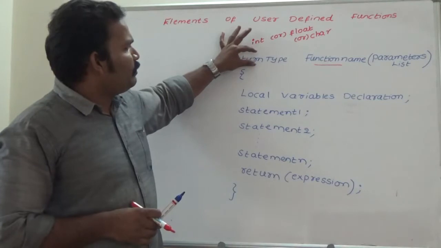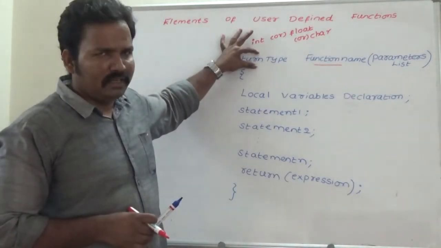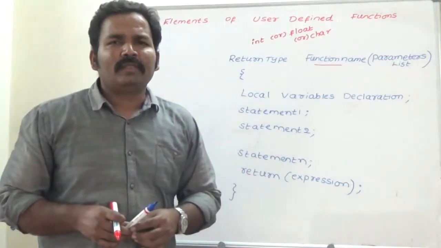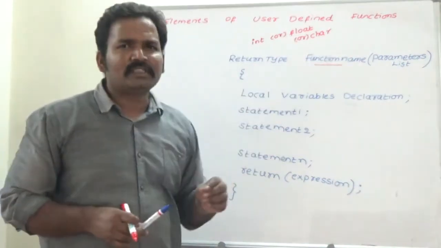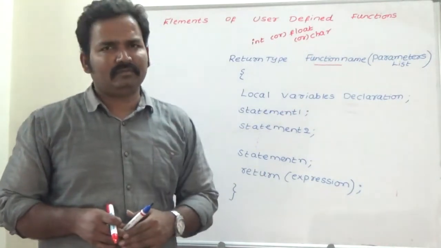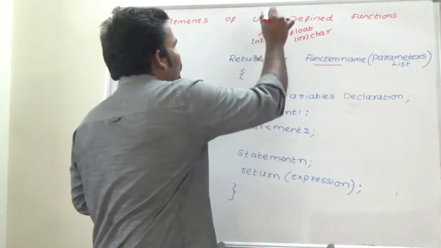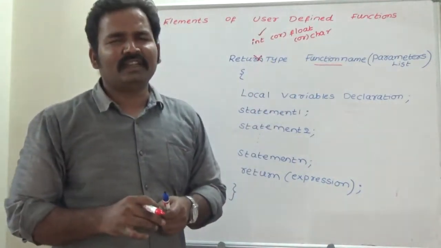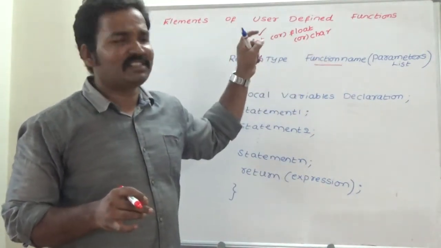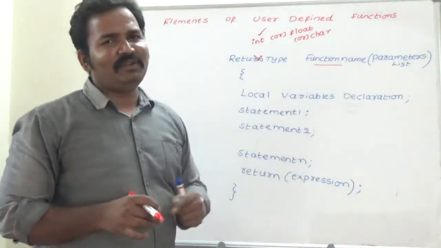If the return type is not specified, by default it is considered as int. The default return type of a function is int. That means after executing, the function returns an integer value.